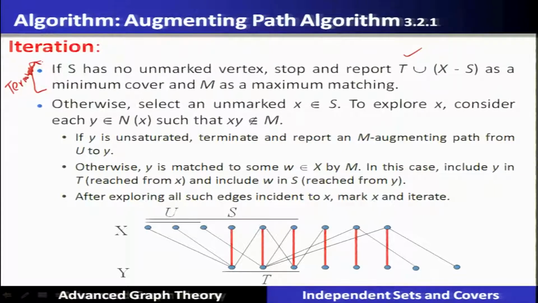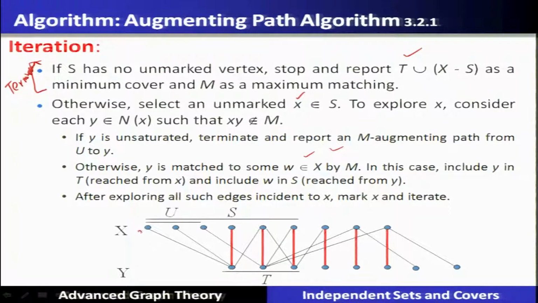Otherwise, we have to select an unmarked vertex, let us say X, which belongs to S. To explore X, consider each Y which is a neighbor of X such that XY is not in the matching. If you recall, this is basically to explore an augmenting path starting from unsaturated node X. Now, if Y is unsaturated, then terminate and report an augmenting path from U to Y. Otherwise, Y is matched to some W by M. In this case, include Y in T reached from X and include W in S reached from Y. After exploring all such edges incident to X, mark X and iterate.